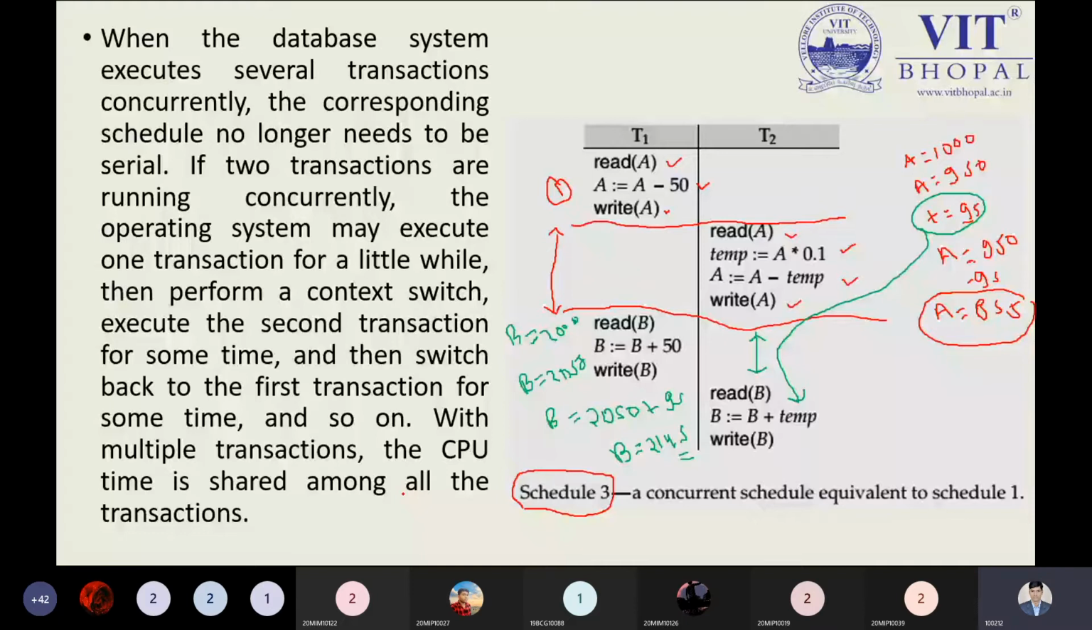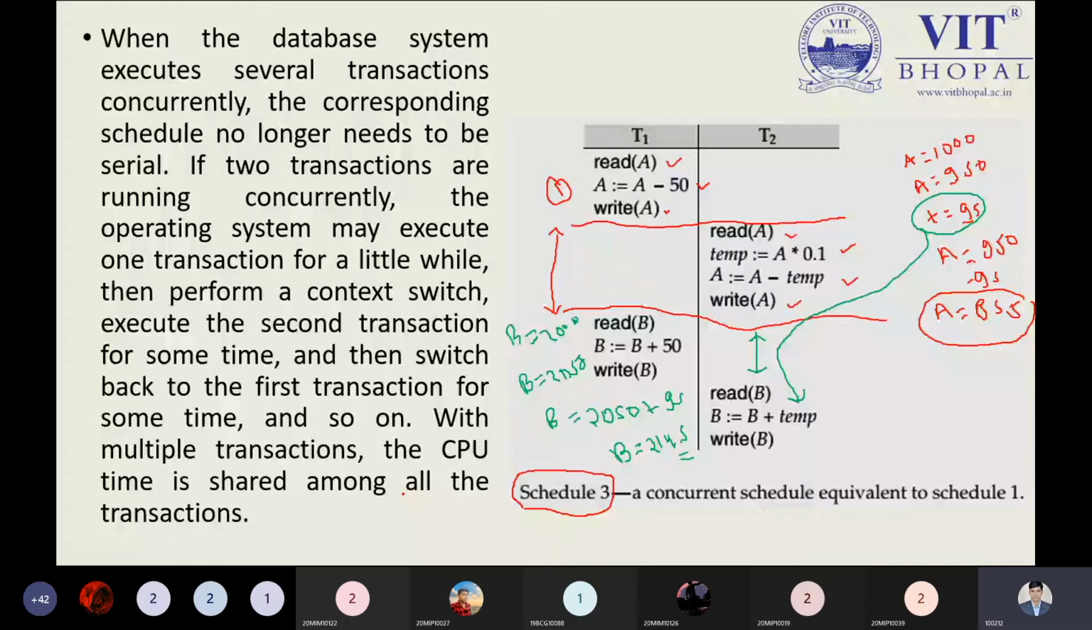Now in the remaining part of T2, I'm reading B. You will say, sir, T2 will use the B value 2000 because it is a different transaction. No, from the disk we have updated the value of B, which was 2000, updated by the 50 value. So it would be 2050, because we are adding 50 rupees to B's account. After using the write operation on B, if any one of the transactions tries to read B next time, it will read 2050 only.